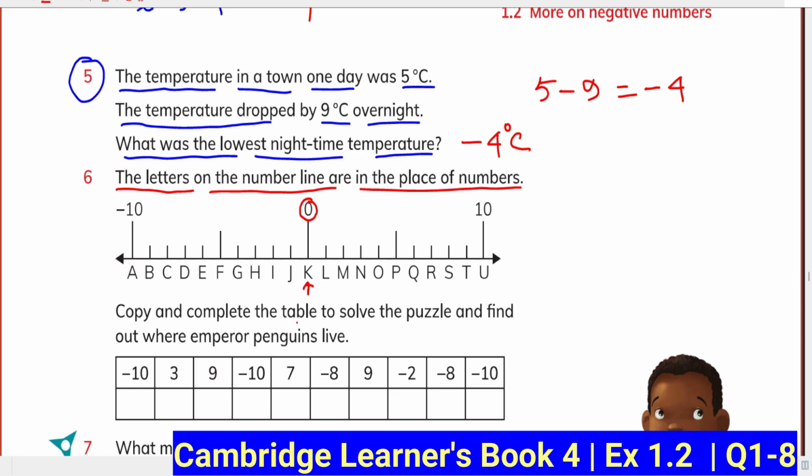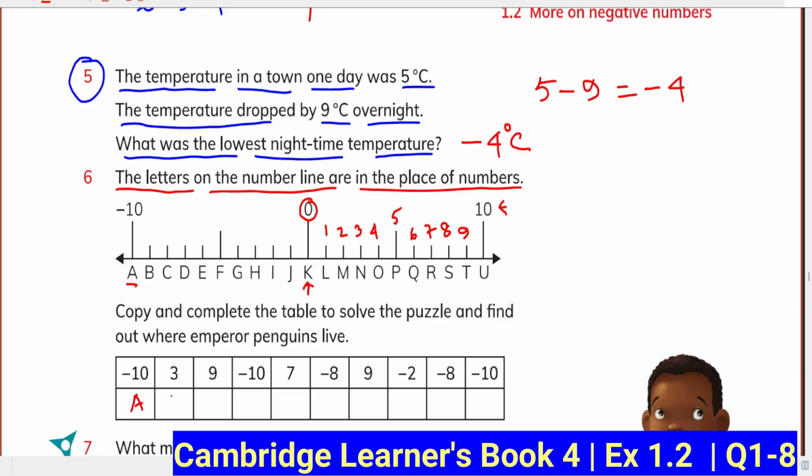Copy and complete the table to solve the puzzle and find out where emperor penguins live. It's a very fantastic question. -10, it means it's an A. 3, where is 3? It's a positive 3. If this one is a 0, then 1, 2, 3, 4, 5, 6, 7, 8, 9, and this one is a 10. So 3 means what?